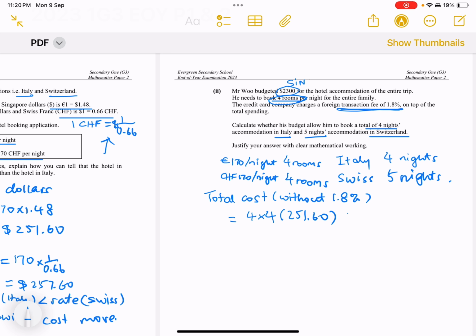And then 5 nights in Switzerland and 4 rooms again, right? And then the conversion, 257.60. Right, so altogether it is 9177.12.